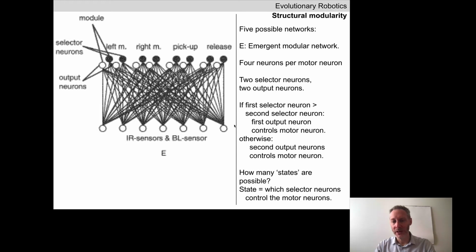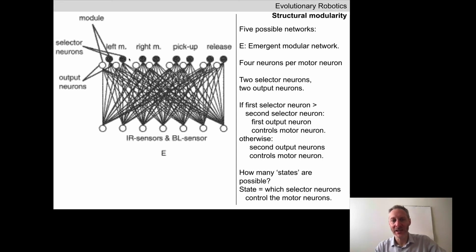Let's start with the input layer. That looks familiar. We have our 7 input neurons, our 7 sensor neurons down here. And we have 4 neurons allocated for each of the 4 possible actions: spin the left motor, spin the right motor, pick up, or release. You'll notice there are black neurons in the back here and white output neurons in the front here.